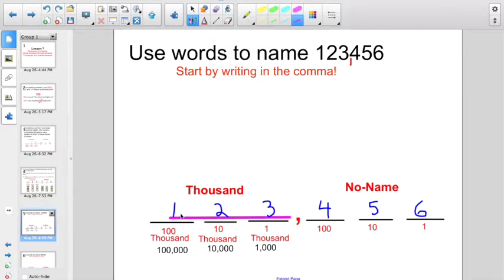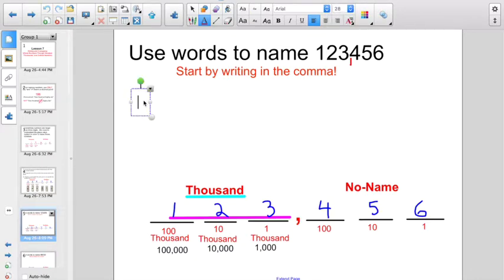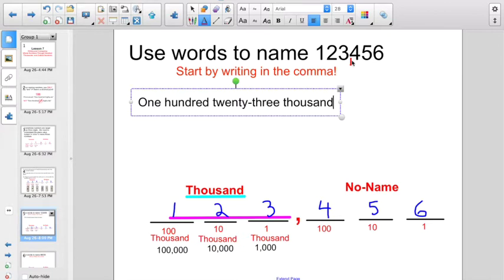So, to start off with, how do you say the name of this number? 1, 2, 3. Well, I'd pronounce that 123, right? 123 what? 123,000. So let's go ahead and say 123,000. And if there's a comma after the number, you need a comma after the word.